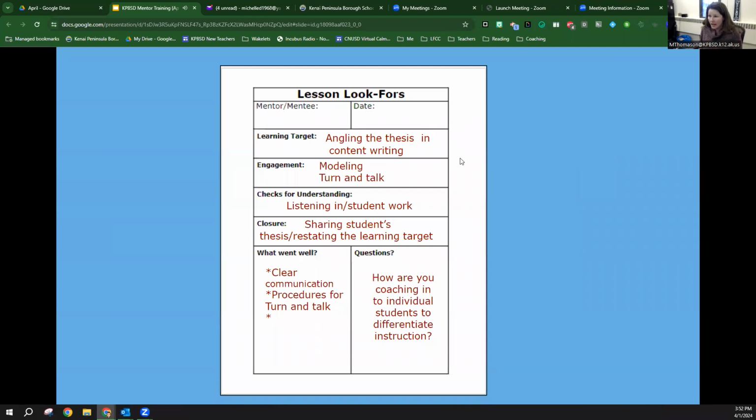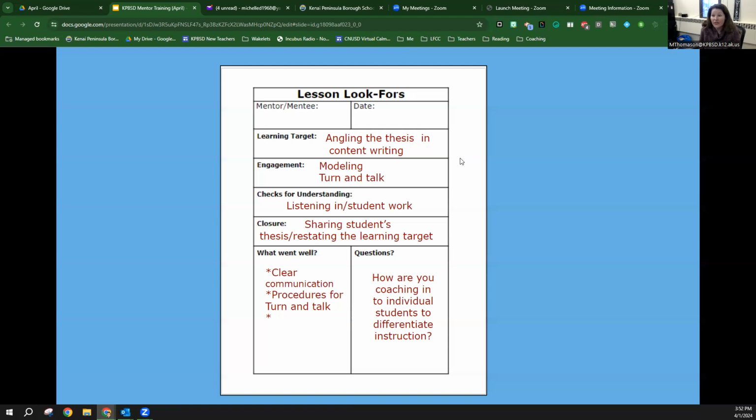Okay, so here's what a lesson could look like based on the lesson we just watched together. So again, the learning target was simply angling the thesis in content writing. The engagement piece was modeling. She did do a turn and talk, and she was checking for understanding by listening in. She was going into, my guess is, strategic students and checking in to make sure that they understand how to write an effective thesis statement. And the closure was restating the learning target, and she actually shared a couple of the students' thesis.